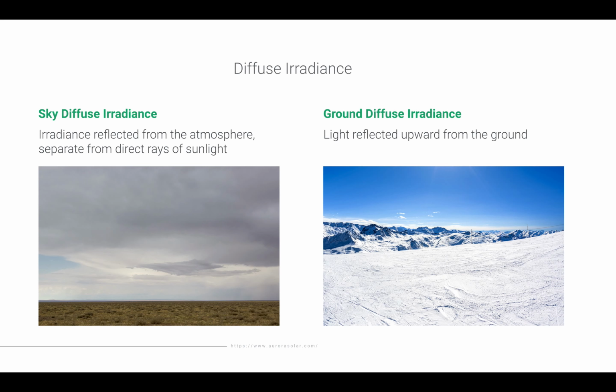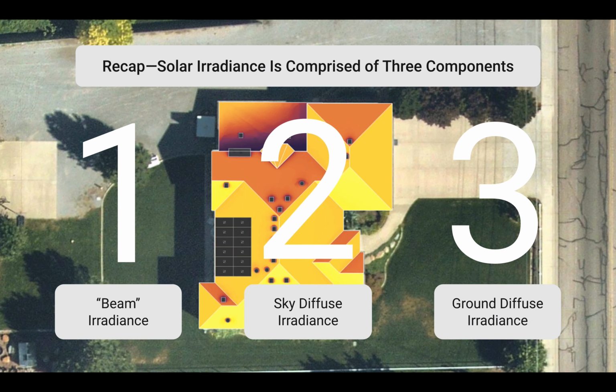Finally, in order to calculate these three broad types of irradiance, it's also necessary to take into account the angle of the array and the direction to the sun relative to the panels. So to recap, these are the three components of solar irradiance: beam irradiance, sky diffuse irradiance, and ground diffuse irradiance.